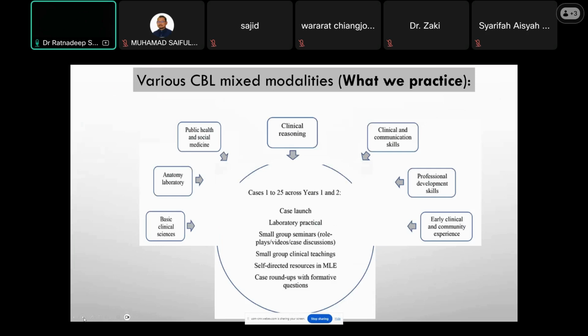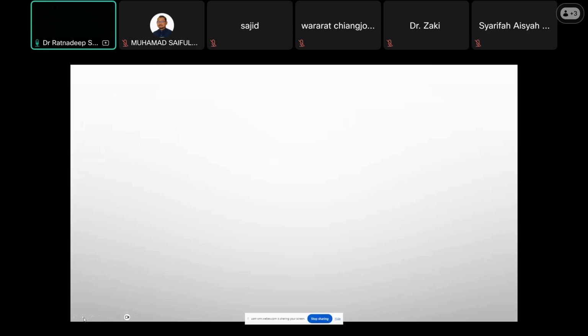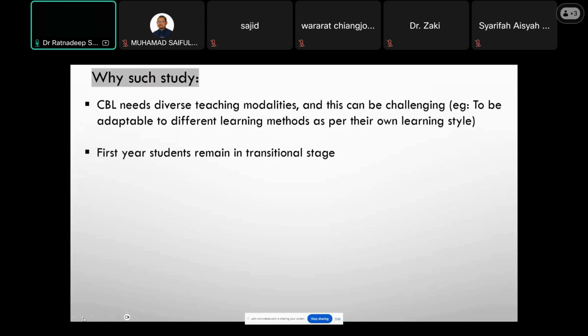and the cases generally cover a range of clinical presentations and problems that could probably prime the students effectively for their clinical years. Now, you can ask me why such a study has been done, and we have found that such diverse teaching modalities can be very challenging and require students to adapt to different learning methods, especially in such a curriculum which is relatively new in this part of the world, especially in Asia and the Southeast Asian region.